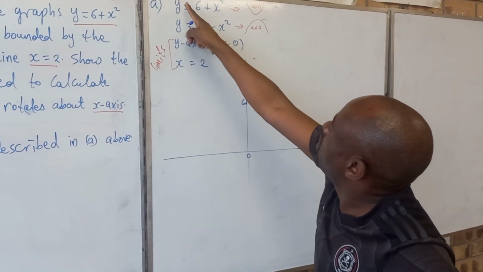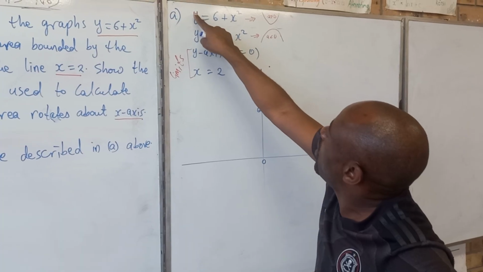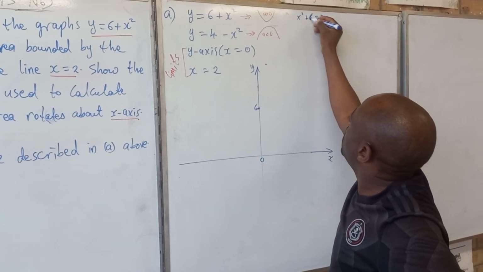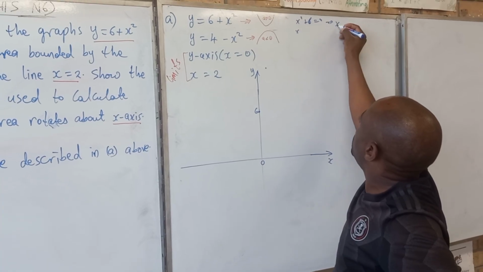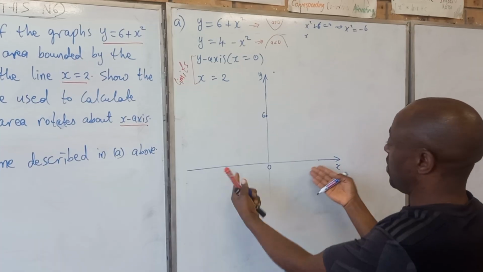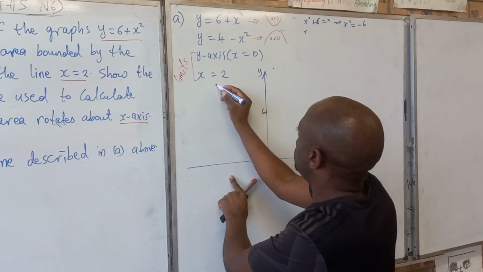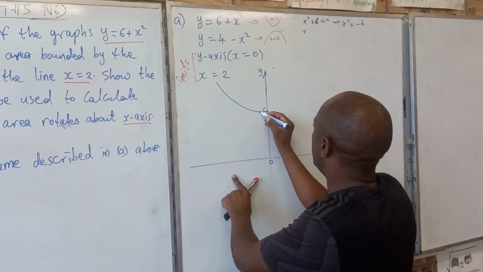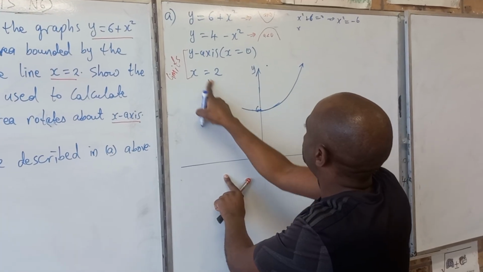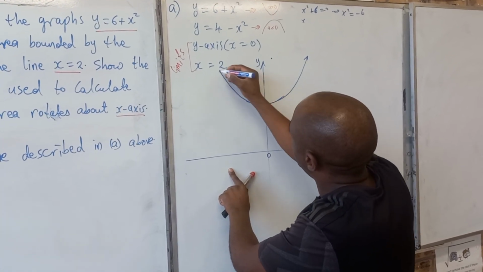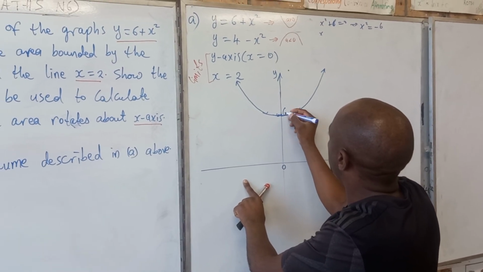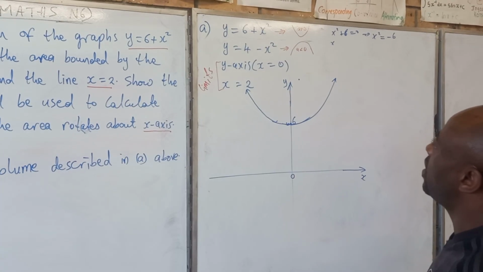If I want to check where it touches the x-axis, if you make y 0, you'll get x squared plus 6 is equal to 0. And if you try to solve for x, you'll get x squared equal to negative 6. So x cannot be a real number, telling you that the graph does not touch the x-axis. So with this graph, I'm as good as done. It should be something like this, something of that nature, and this number here is 6. Now let's go to the next graph.